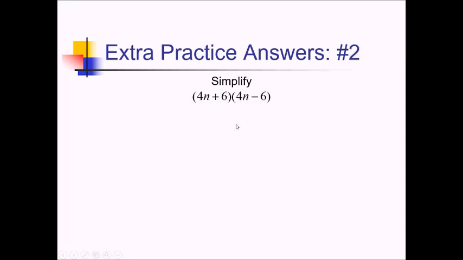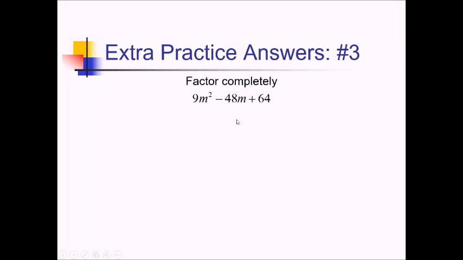For this problem, I'm multiplying conjugates, a plus b times a minus b. So my answer is always going to be in the form of a squared minus b squared. So for a squared, I have to square 4n. That's going to be 16n squared. And for b squared, I have to square 6, so I'm going to be subtracting 36.